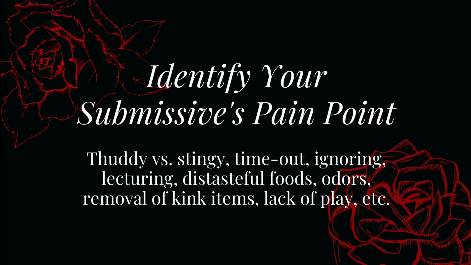Like I said, it could be as simple as, if they're into thuddy sensations, giving them a stingy sensation, or vice versa. But you can also do things like giving them a timeout, ignoring them for a certain amount of time, lecturing them, making them eat distasteful foods, or maybe wear a perfume or cologne that they don't like. You can remove some items from your kinky collection. You can postpone play for a period of time, etc. Do you see where I'm going with this? If your masochist likes being beat, they like impact play scenes, then perhaps the most effective pain point is to not have an impact play scene. That will adjust behavior really, really fast, okay?